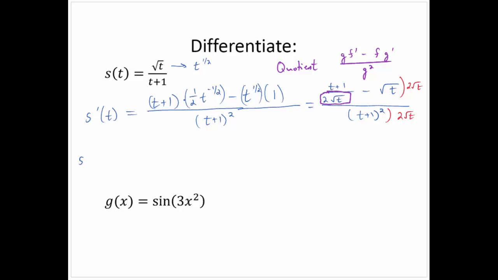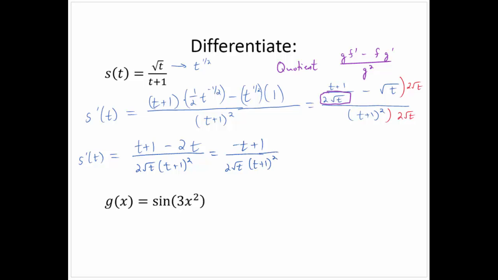So then s prime of t would give us t plus 1 minus, now the square root of t times 2 times the square root of t, we'd have a 2, and the square root of t times the square root of t is a t. And then I'd have 2 root t times t plus 1 squared in the denominator. I can simplify the numerator by combining like terms, so I'd have negative t plus 1 over 2 root t times t plus 1 squared.